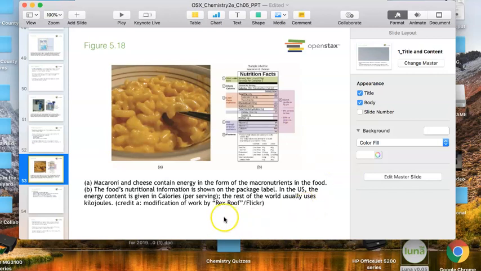What's interesting, though, is the rest of the world uses kilojoules. And that's what we end up seeing a lot when we do our calculations. They're in joules or kilojoules. But 1 calorie that we're familiar with, capital C, is equal to 1 kilojoule.